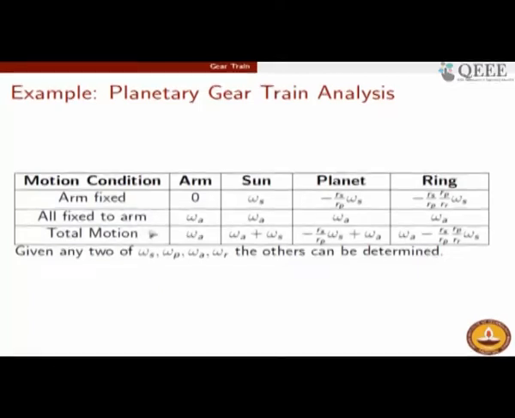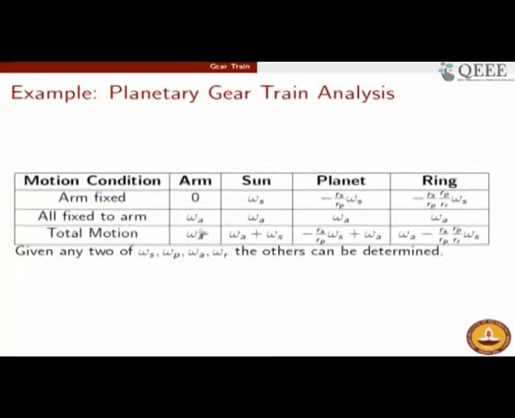And then the next condition: when all the components are fixed to the arm, each of these components has a speed omega a. This essentially means that we are superposing the motion of the arm onto each and every component. The first condition, with the arm being fixed, is equivalent to saying that we are analyzing the motion with respect to an observer who is fixed on the arm, right?